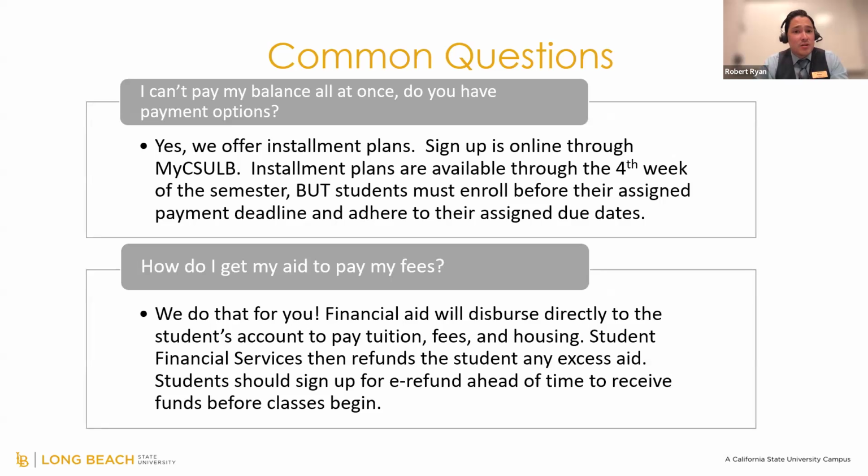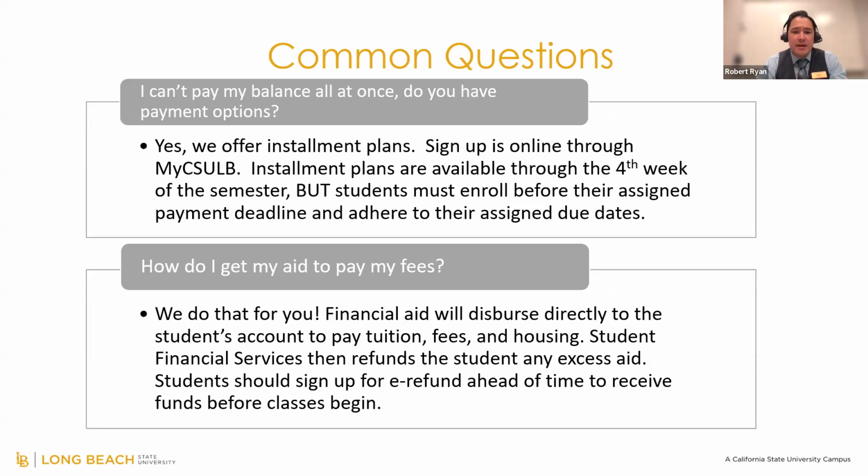I can't pay my balance all at once. Do you have payment options? Yes, we do offer installment plans on the Student Center. They're going to select enroll in a payment plan, and it's going to show a preview of the new due dates and how much they would owe on each date. If that looks good, they can click enroll, and it will charge a $33 non-refundable fee for signing up for a plan. And then you just stick with your new due dates and pay on time to avoid any late fees or enrollment cancellation.